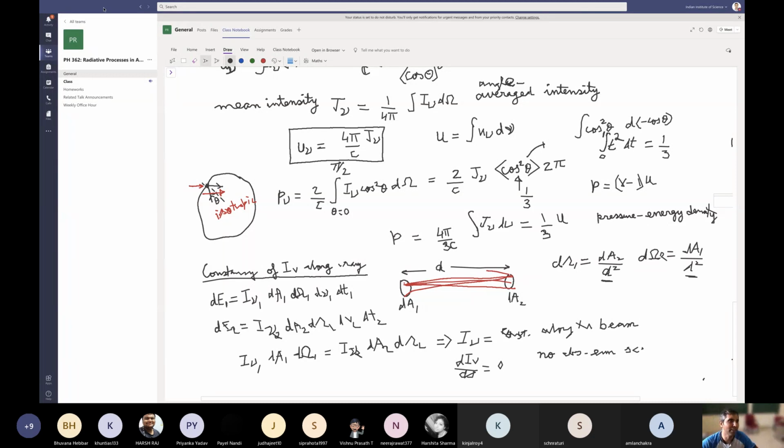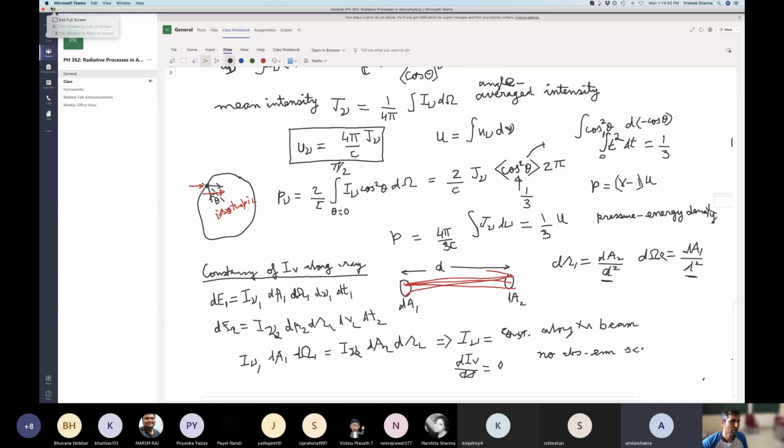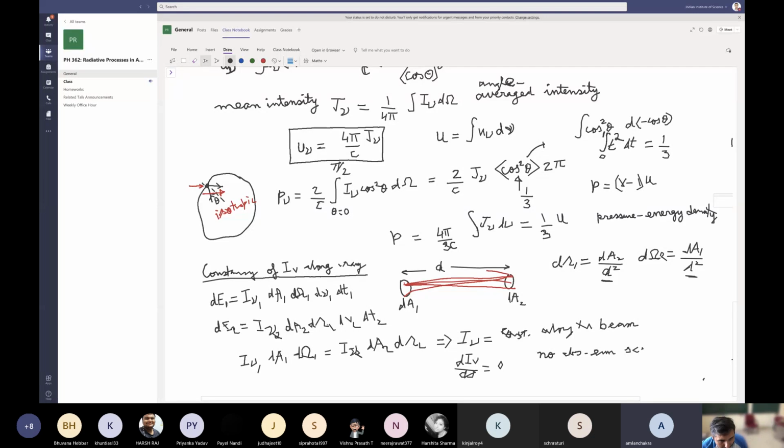Any questions? Yes. So in the last part, for the definition of I nu dA d omega d nu dt, there the solid angle is subtended by the area dA at the source. So here dA1 and dA2 both are acting as a source, or there is another source and we are taking that? No.